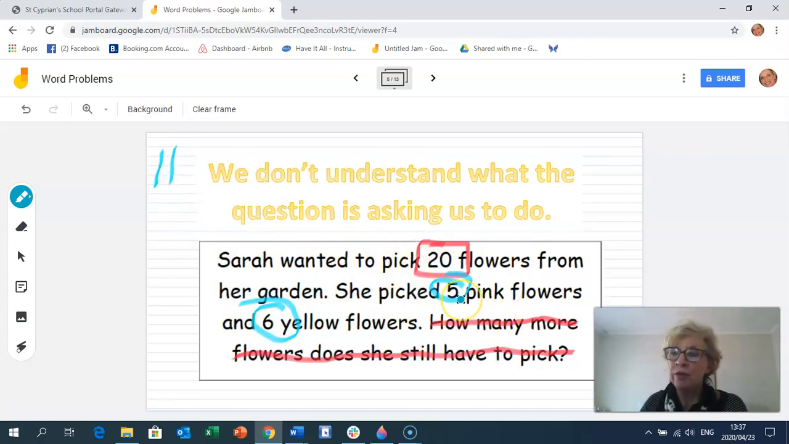Well, now we know what we know and what we still have to find out. Well, she hasn't yet picked enough, has she? So we'd have to find the difference between 11 and 20. And of course the difference is 9. And then I'd ask my class to write a sentence which would be like this. Sarah has to pick 9 more flowers until she has enough, until she has 20.